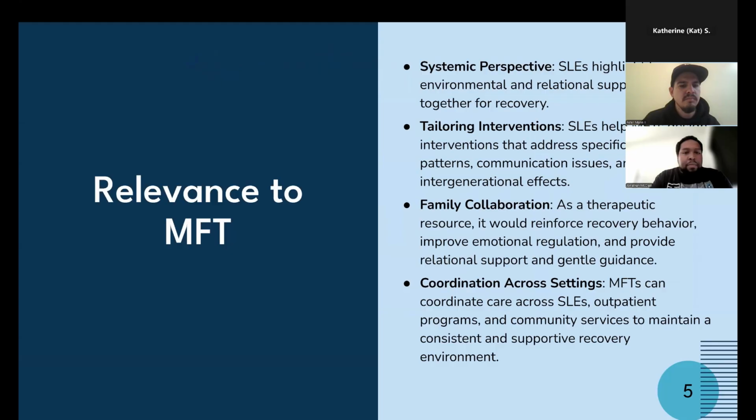So, how is this relevant to the field of marriage and family therapy? When looking at it through the systemic lens, I think SLEs show that relational support and the environment can work together for the best outcome. And that has been shown to be effective for addiction.